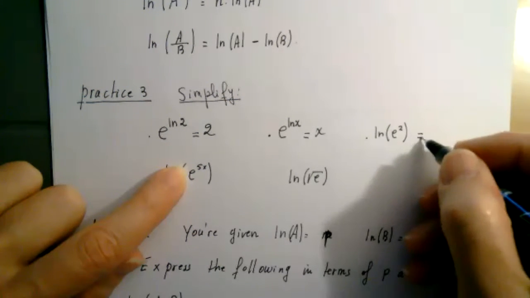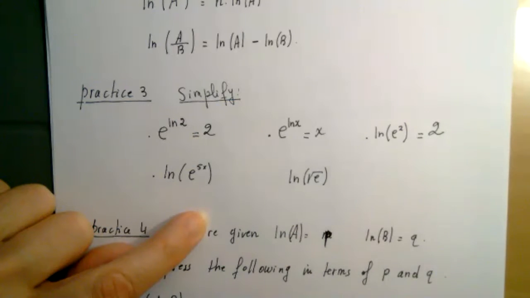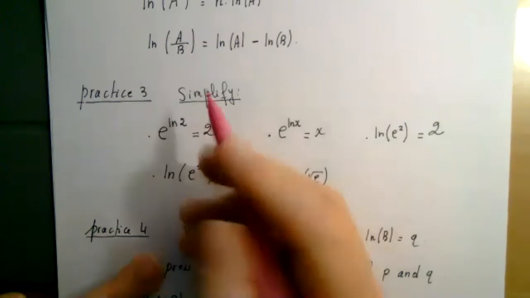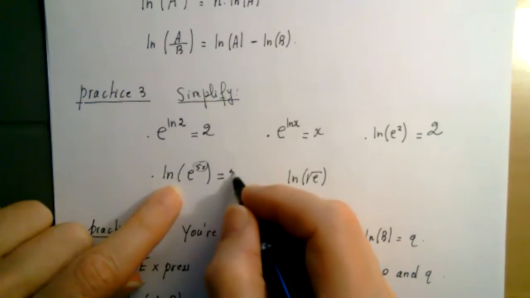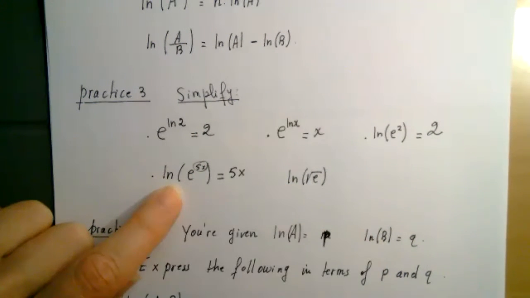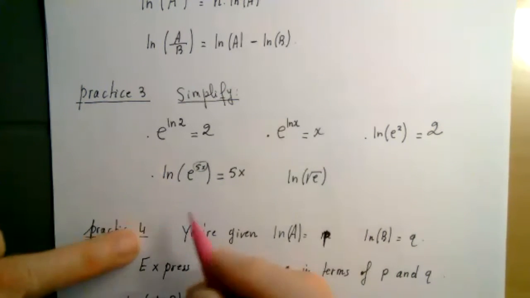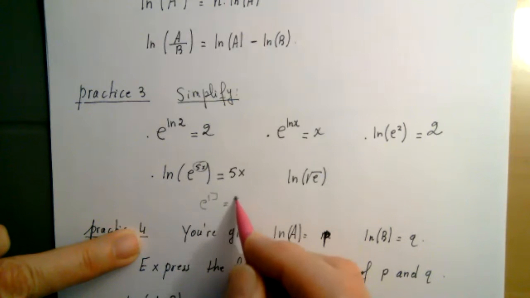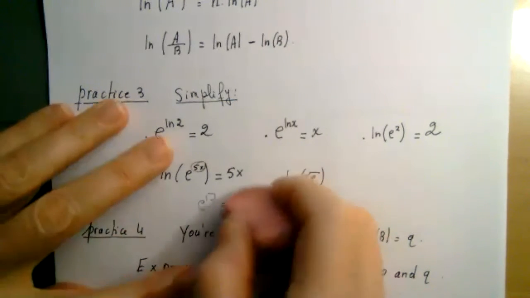ln of e squared. ln of e to the 5x. Would it be 5x? Exactly, 5x. No more, no less. Why 5x? Because you're looking for the number, the power of e, that gives you e to the 5x, which gives me absolutely 5x.